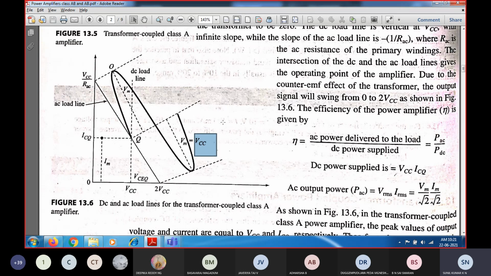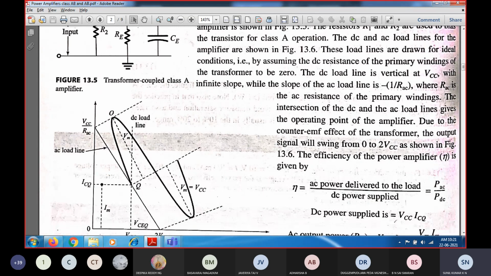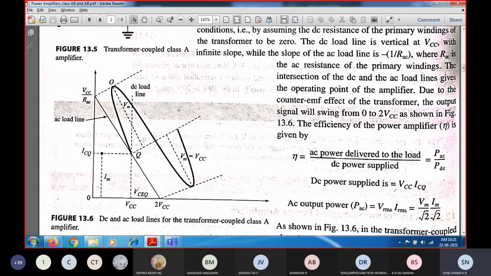Now if you consider the efficiency, after finding this, we are going to find the conversion efficiency. We already know the AC power delivered to the load and the DC power supplied. The efficiency is the ratio of the AC power delivered to the load to the DC supply power, so the efficiency is given by PAC by PDC.